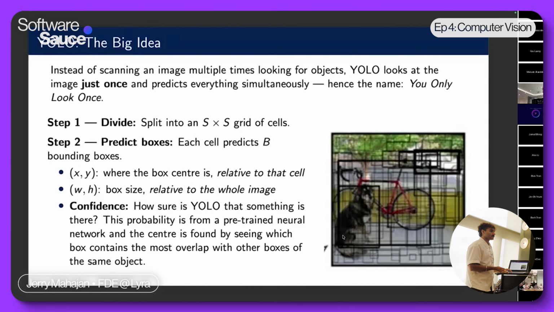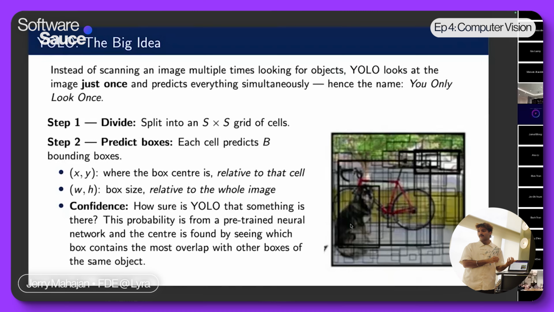So the algorithm kind of goes like this. We take our image, and we split it into an S by S grid of cells, right? Then for each cell, we're going to make a bunch of boxes that are centered in that cell. One has a width of 1, one has a width of 2, one has a height of 3, right? And we make a bunch of these boxes.